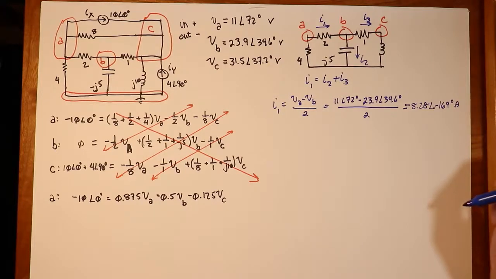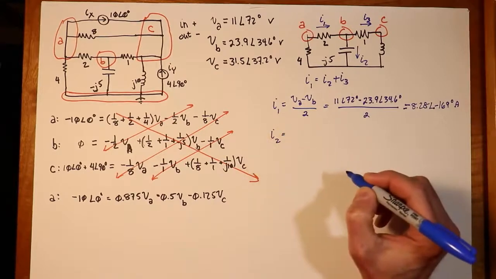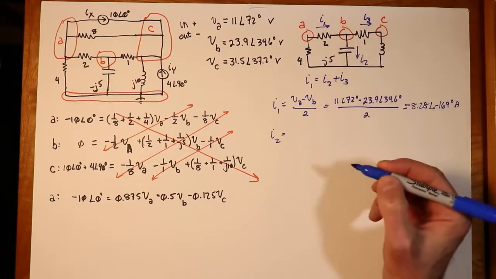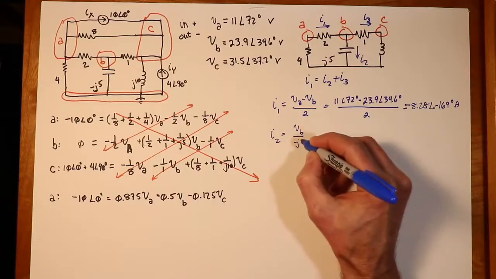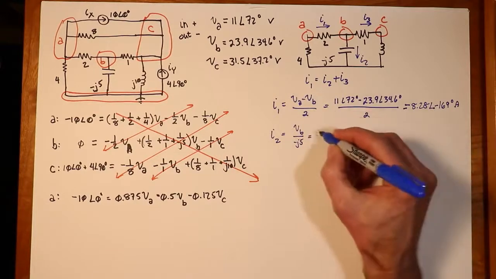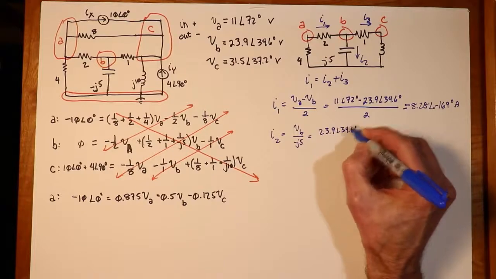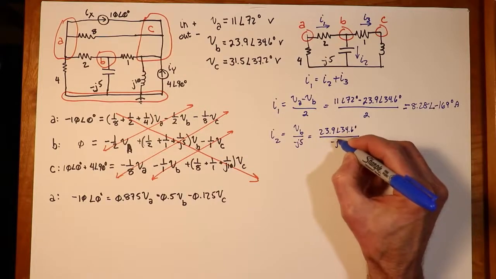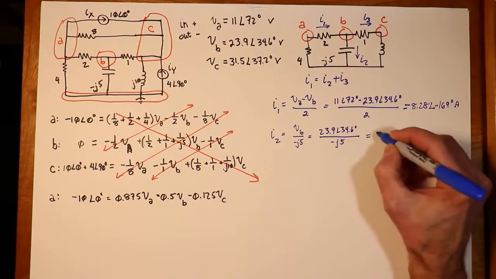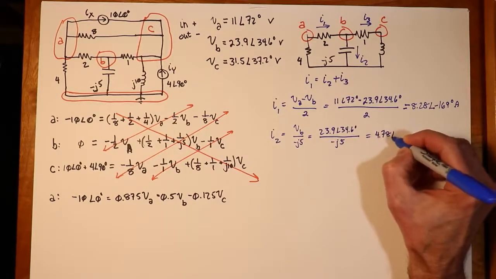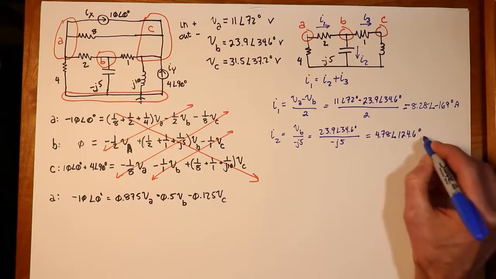Now, do the same thing for I2. How do I define I2? Well, that's a little bit easier. I2 is just VB over the capacitor value, minus J5. So I'll plug in my VB value of 23.9 at an angle of 34.6, over minus J5 here. And what does that work out to? Well, that works out to 4.78 at an angle of 124.6 degrees, again in amps.